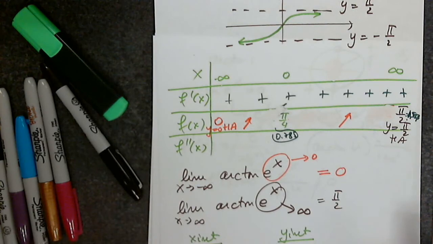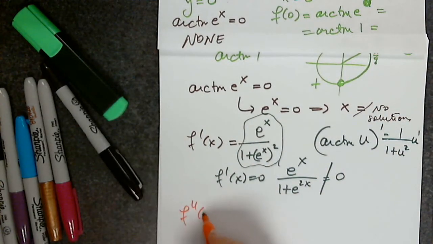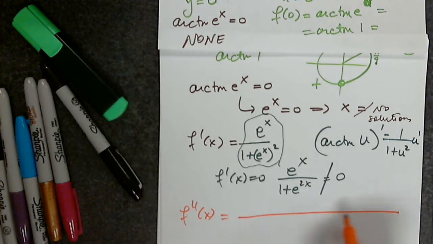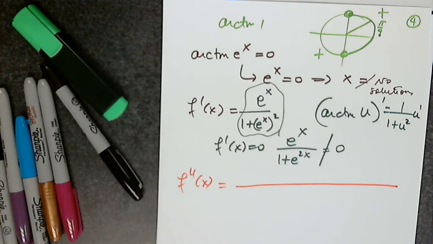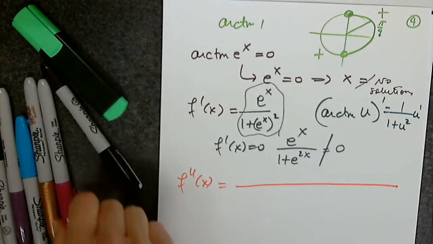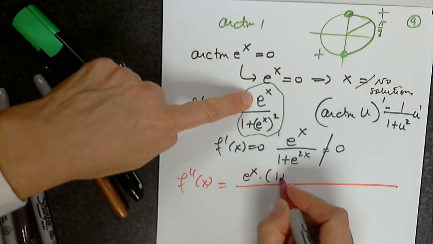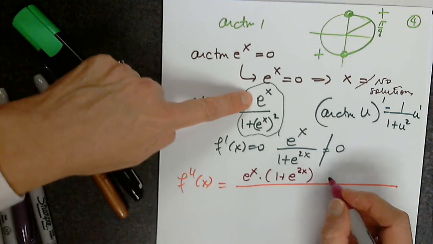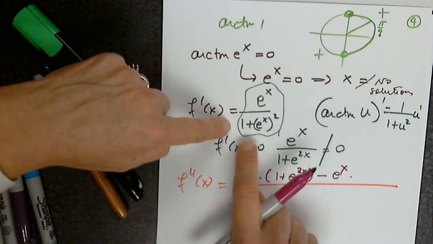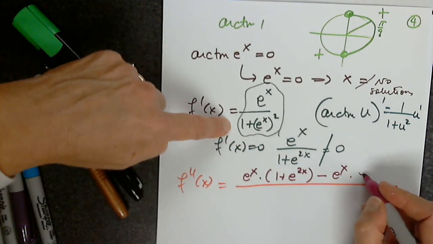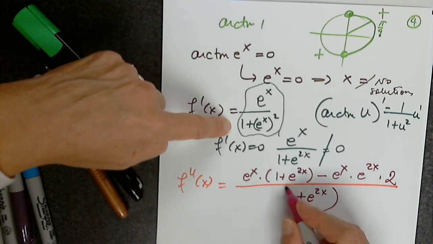I'm looking at the second derivative. So I'm going to differentiate to get the second derivative and see if there is anything happening, any inflection point, anything in there. Ready? Perfect. So I differentiate the top and I get e to the x times the denominator, and minus e to the x times this prime, which is e to 2x times 2 over 1 plus e to 2x squared.